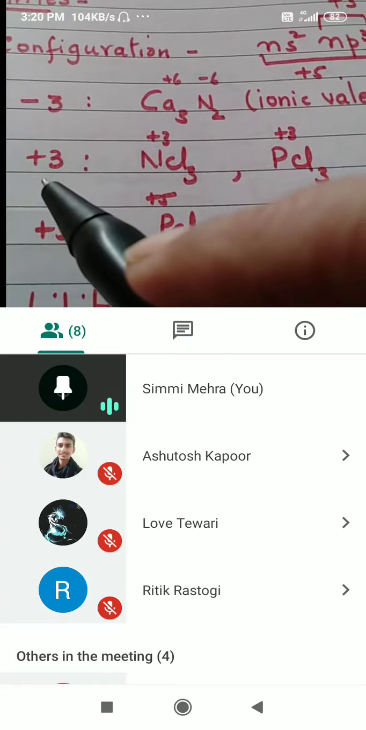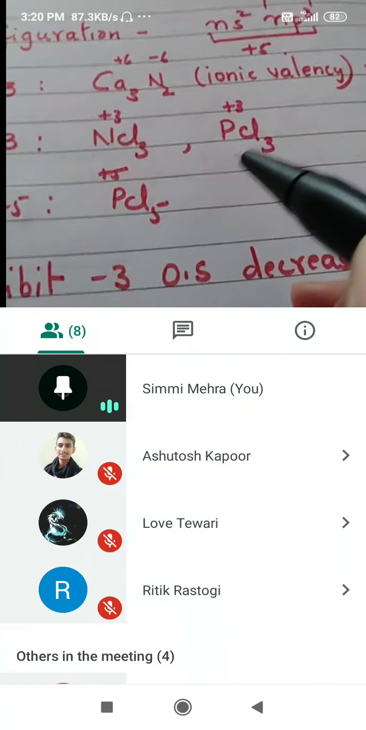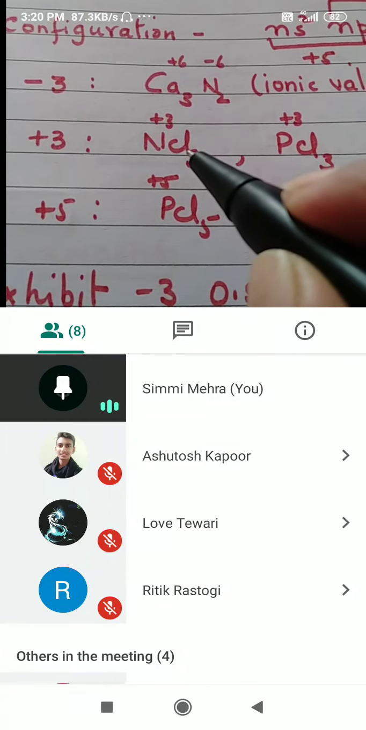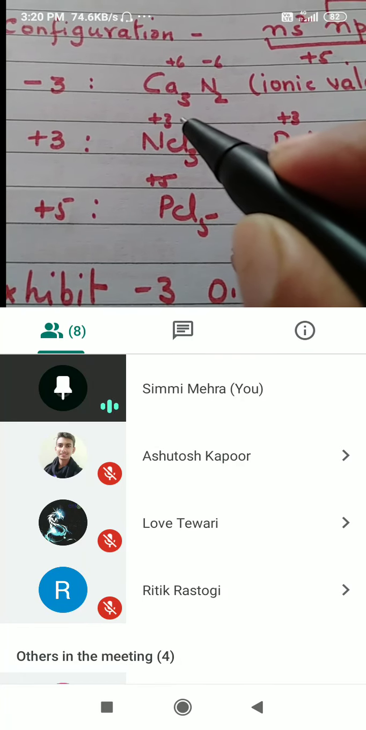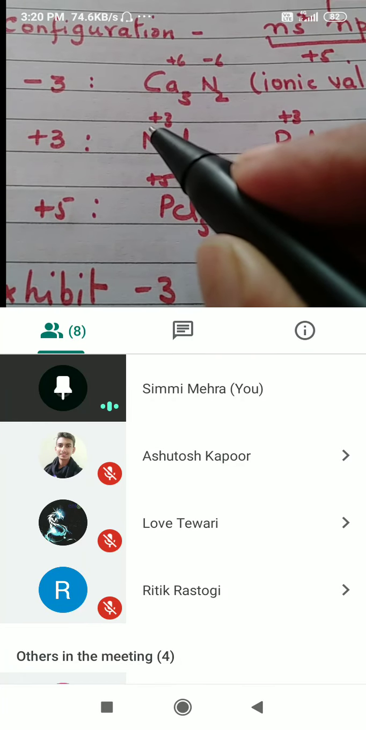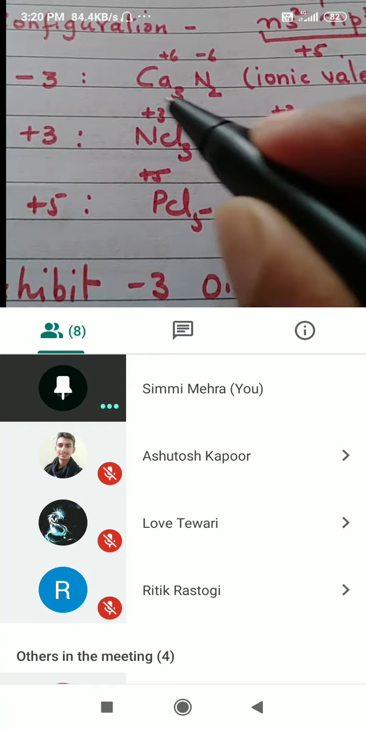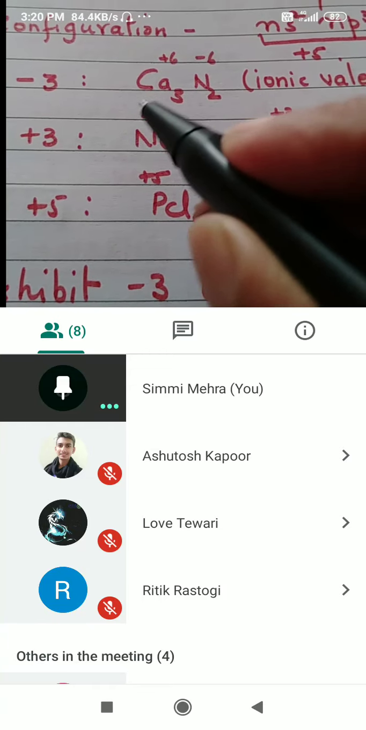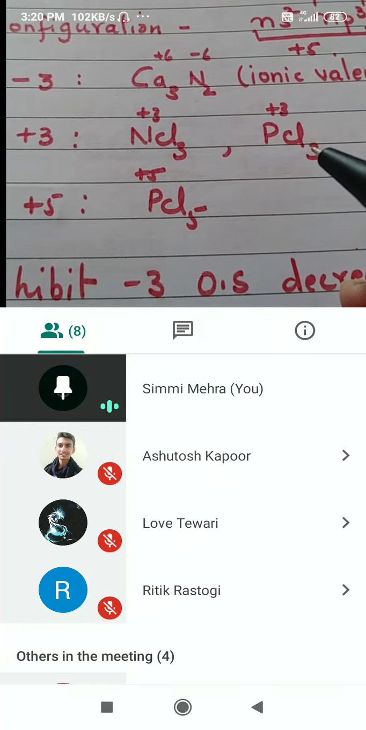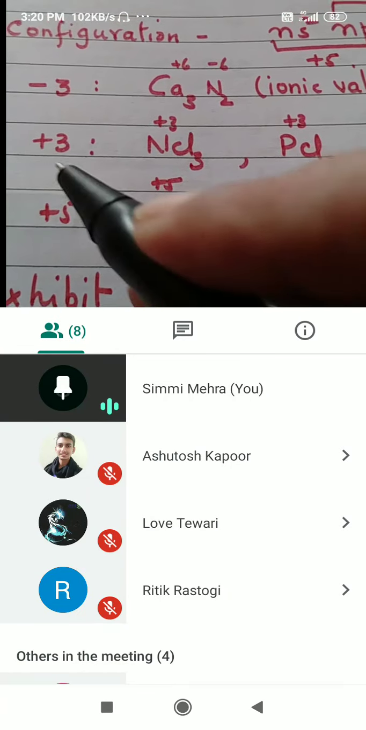Whereas in +3 state, NCl3, PCl3, each chlorine is -1, 3 chlorine atoms -3. Here it will be +3. So this is covalent bonding. It is covalent bonding. So PCl3 and NCl3 are in +3 state.